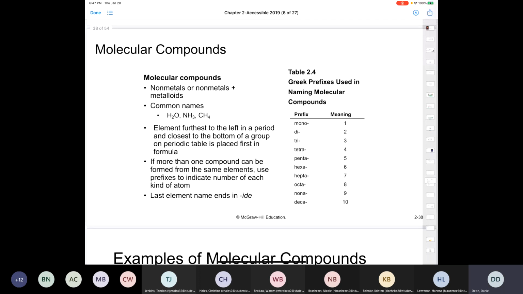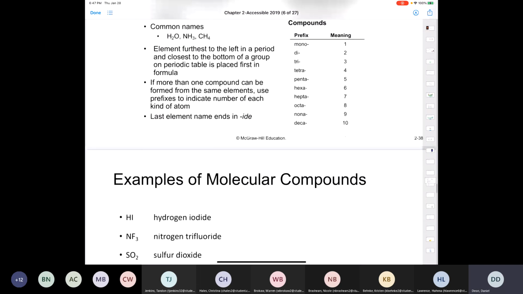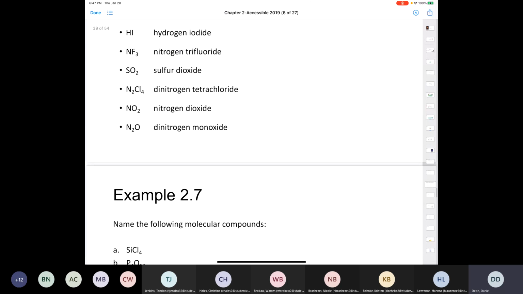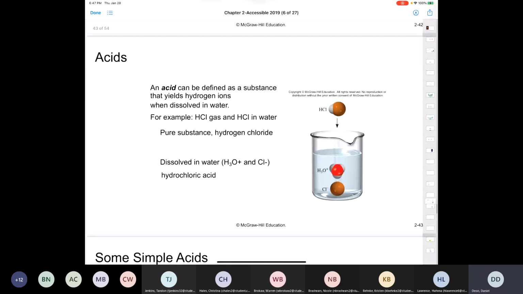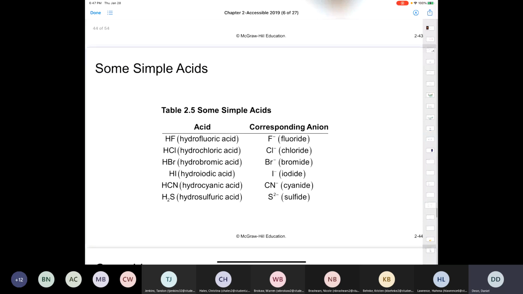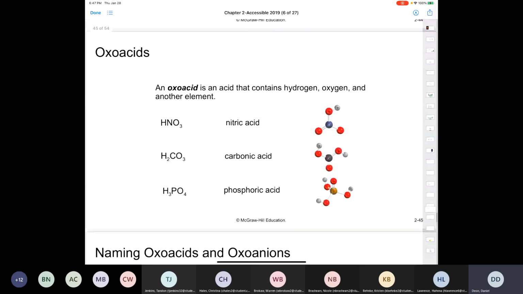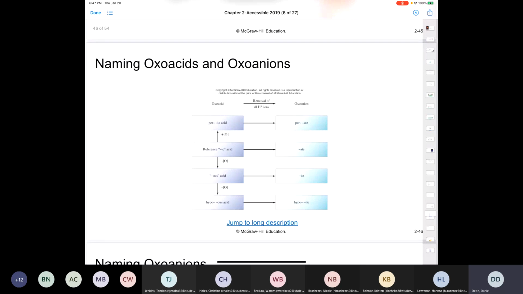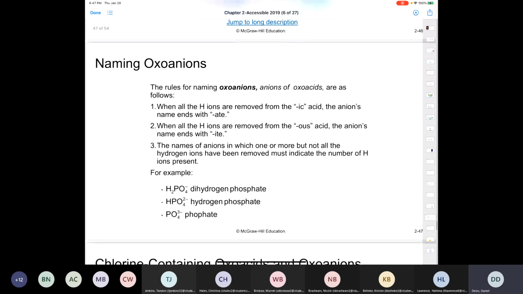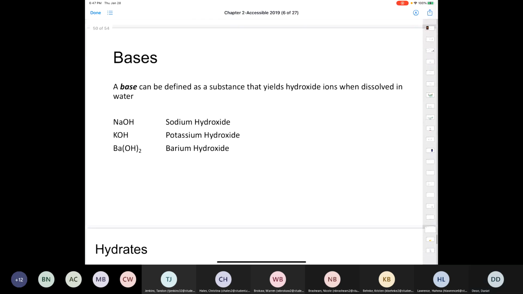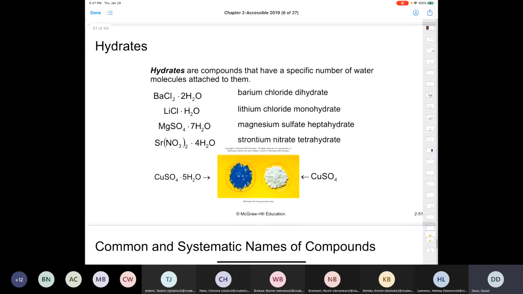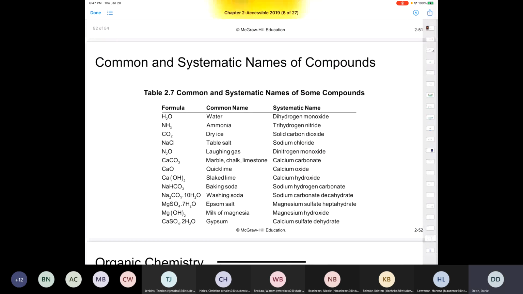Then we talk about molecular compounds, which are made of only nonmetals or nonmetals and metalloids. So this is all covalent compounds, covalent nomenclature, a flow chart. Then we talk about how to name an acid, the acids that you need to know, oxoacids, oxyacids, oxoanions, naming oxoanions. There's some examples here. Bases, we talk about bases and hydrates. Go over that. Common names of compounds.